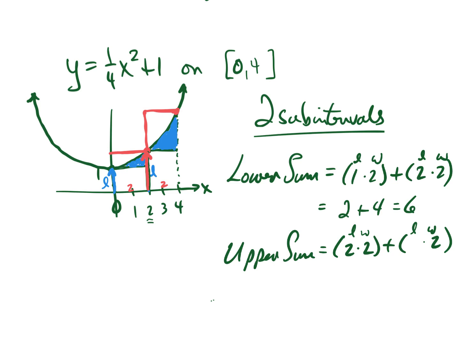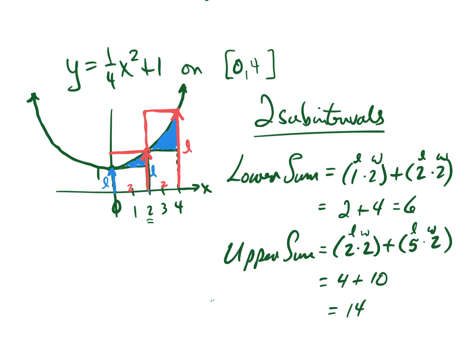And for the second rectangle, the higher of the 2 points belongs to x equals 4. And what's the length of the rectangle when x equals 4? Well, 1/4 times 4 squared plus 1 is 5. So when we calculate the areas, 2 times 2 is 4, 5 times 2 is 10, and 4 plus 10 is 14. Would that approximation be too big or too small?